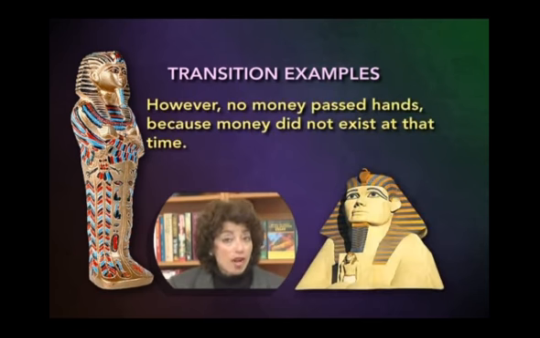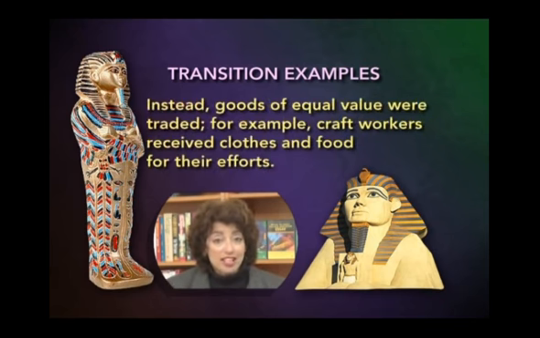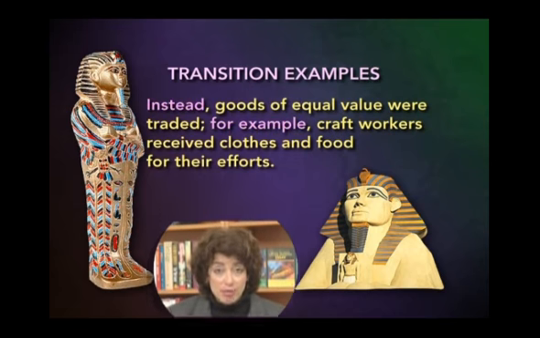Another example: however, no money passed hands because money did not exist at that time. This sentence has two transitions, however and because. Therefore, I'm linking it by showing two different relationships that make logical sense. And finally, here's another example. Instead, goods of equal value were traded; for example, craft workers received clothes and food for their efforts. Notice the transitions instead and for example.